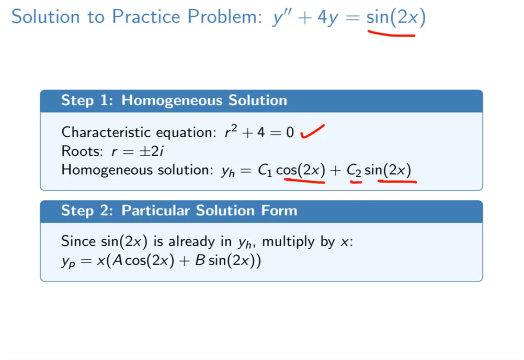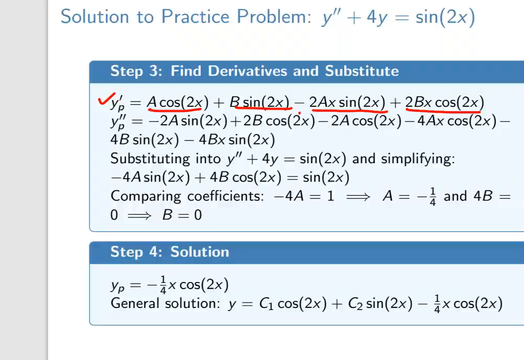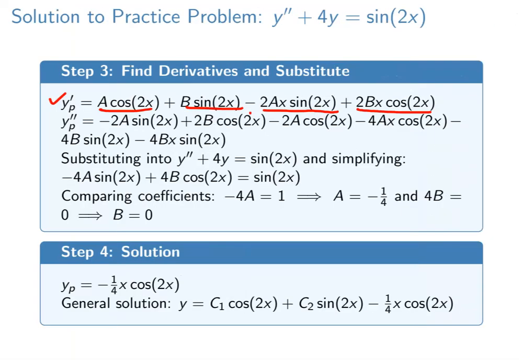Now here, since sin 2x is already in yh, we multiply by x, so x times (a cos 2x plus b sin 2x). Now we have to do the single and double derivative. So y dash p is equal to a cos 2x plus b sin 2x minus 2a x sin 2x plus 2b x cos 2x. Now the second derivative we have to do, and after the second derivative we have to substitute in that equation and simplify.